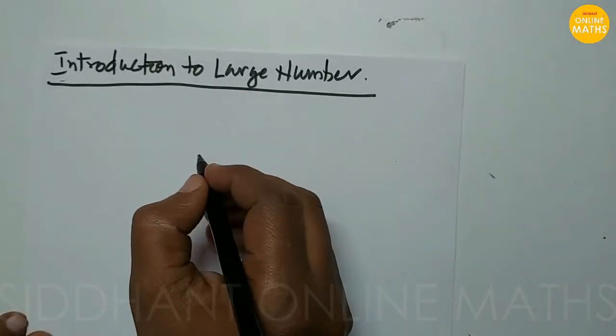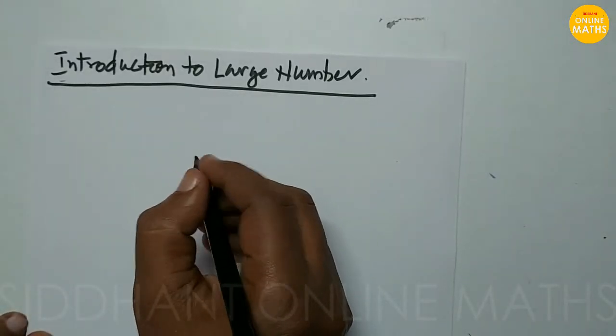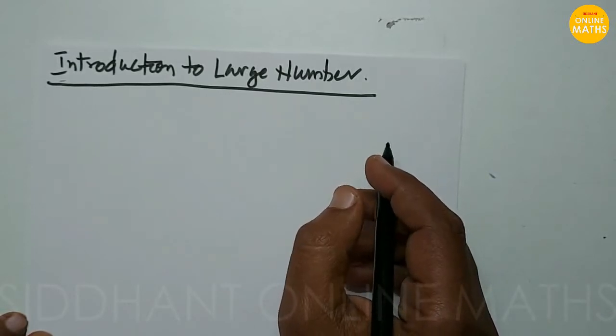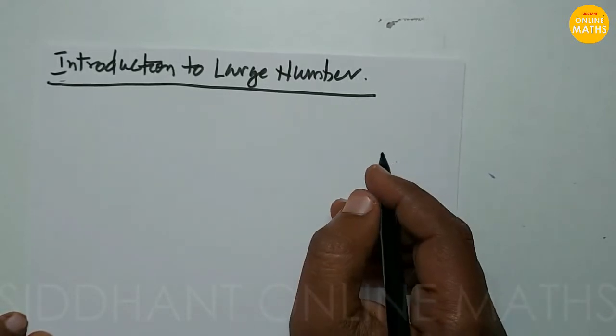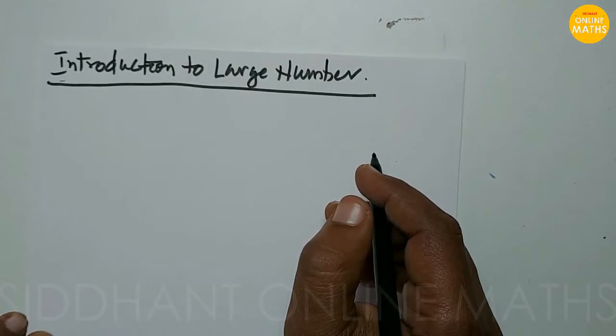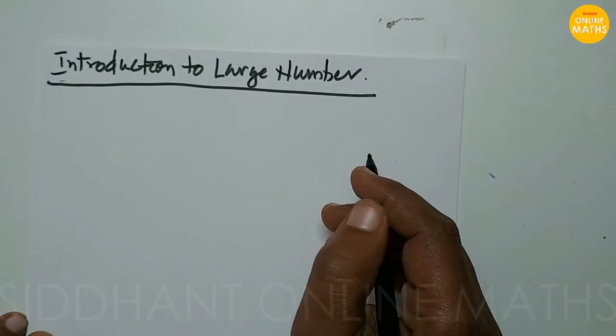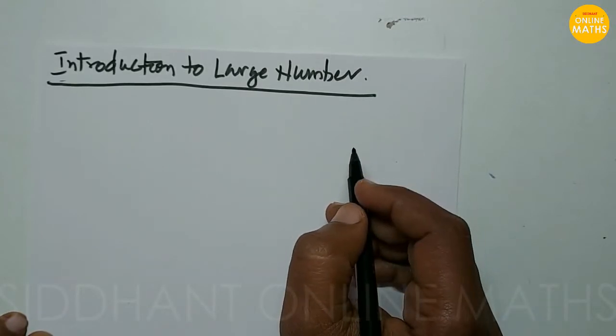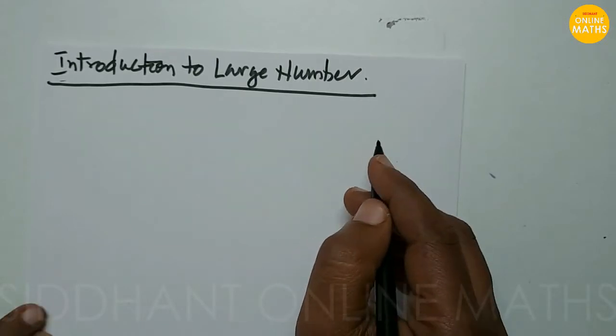So next topic, introduction to large numbers. In this we are going to discuss how you are going to read large numbers. So far we have read small numbers, we know like 10, 100, 1000. After that a big number, when you see how you are going to read such a large number, we are going to discuss in this topic.